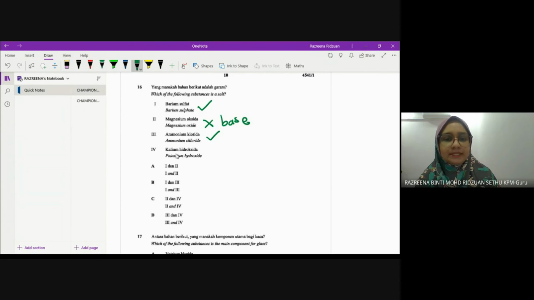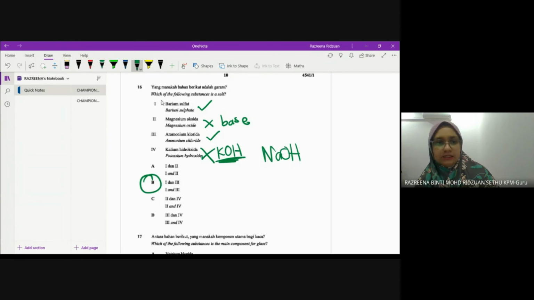Potassium hydroxide, KOH. This is an alkali. So it's wrong for number 4. So answer is 1 and 3. Answer is B. Whatever, if you see NaOH, these are alkali. Magnesium oxide, sodium oxide, these are base.